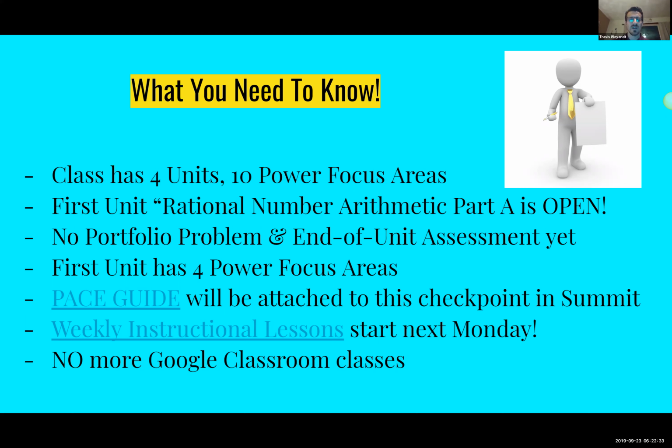Our first unit is called Rational Number Arithmetic Part A. It is open and has been assigned to you. The only thing is you're going to see that there are no portfolio problems yet or end of unit assessment, which we are still working on. So we'll have you work through the unit, and we'll add those things when they have been created. Don't think there's nothing to do for the end of the unit. There will be, and I'll give you a heads up on that. I just wanted to open it up and get you working at the start.